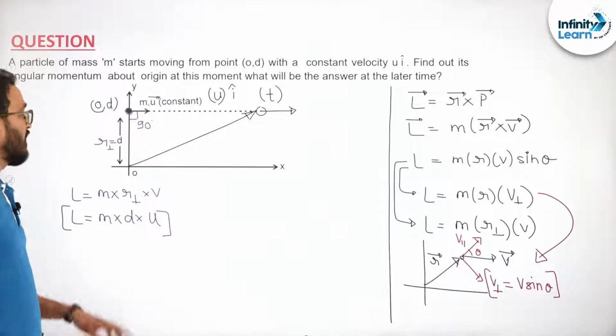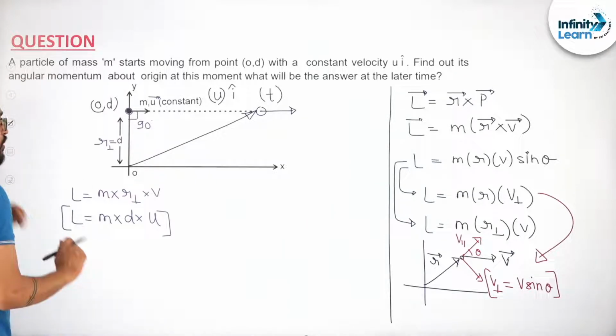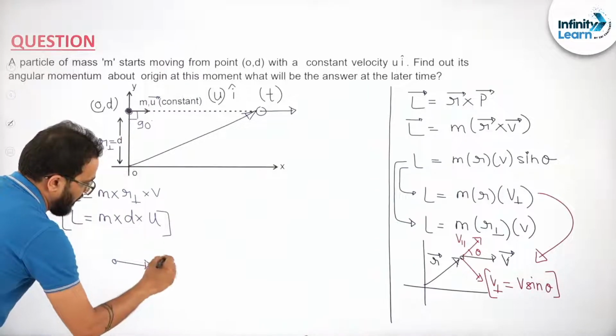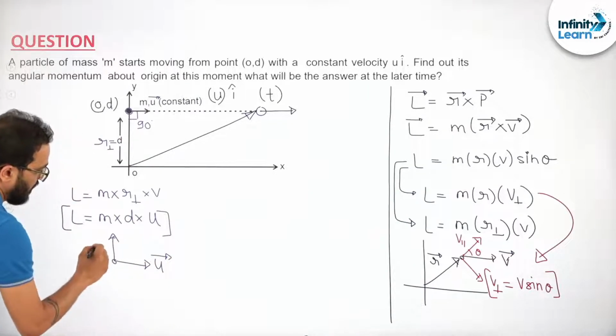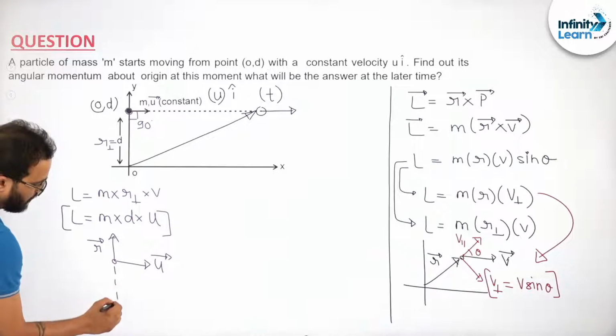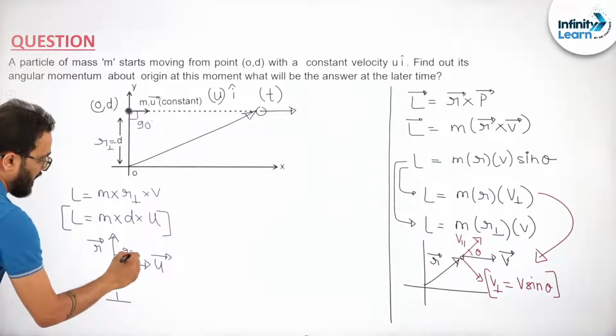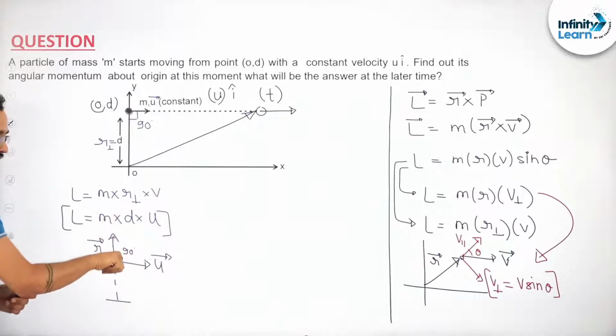And if you want to ask, sir, what is the direction? Please tell the direction also. Okay, fine, no problem. You will say, sir, this is the velocity vector and this is your vector r, right? So when you say r cross v, where is it going? Inside.